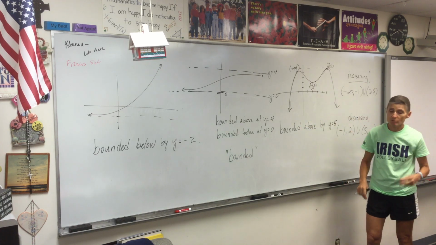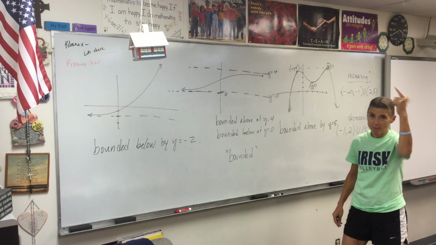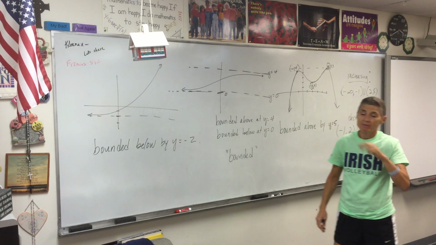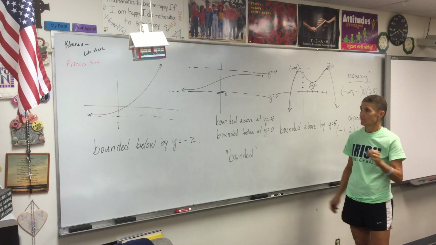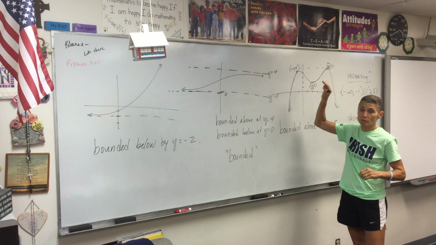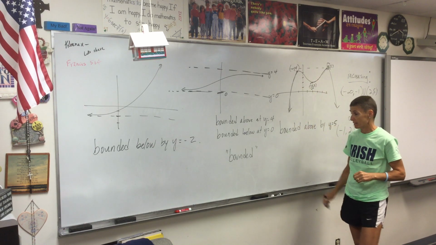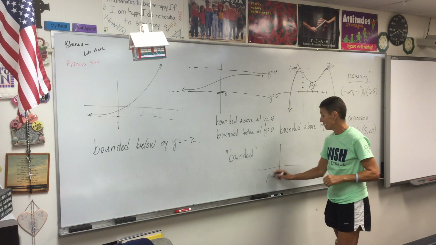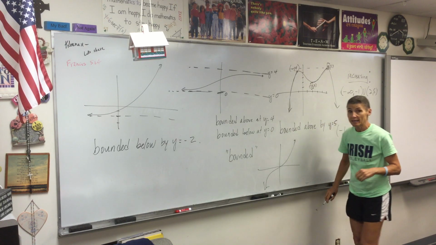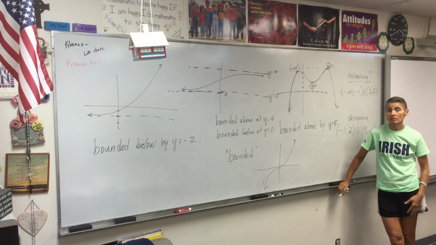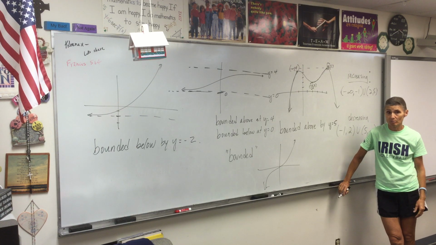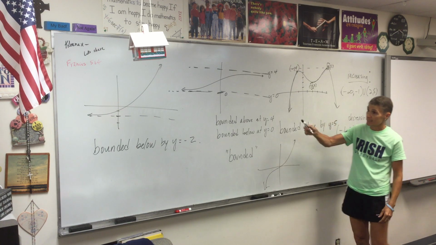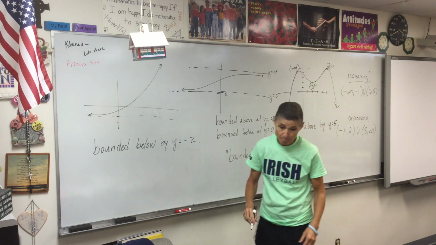Remember, there's three things. There's bounded above, bounded below, and bounded. And the only way you can be bounded is if you have both a top and a bottom. Now, some curves have no boundedness at all. That guy has no boundedness at all. It's not bounded above, it's not bounded below. And then we've got an example of each of the other kinds there.